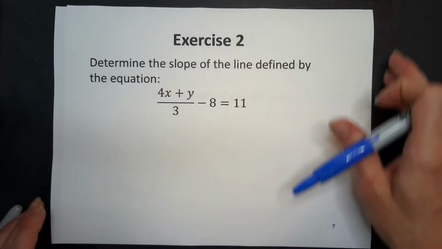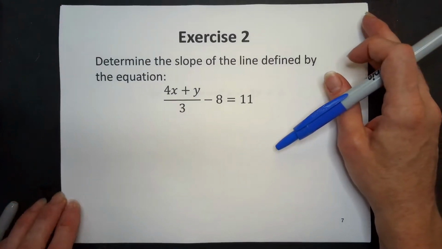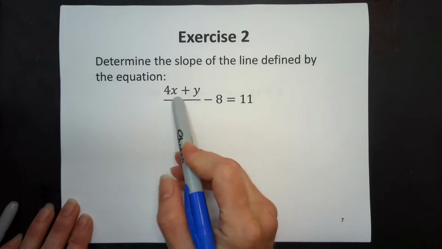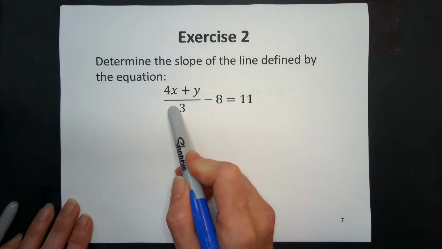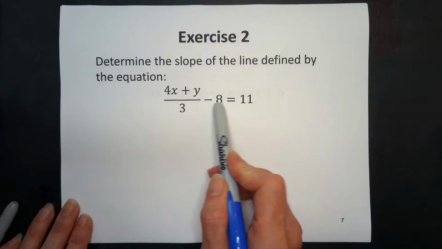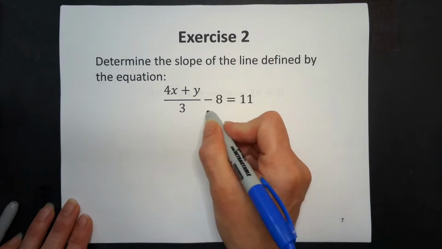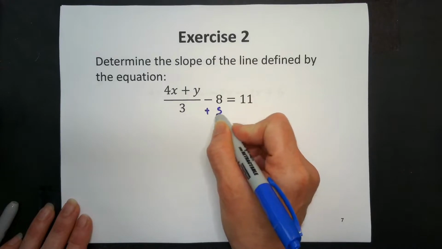It says determine the slope of the line defined by the equation for exercise 2. And we have (4x plus y) all over 3 minus 8 equals 11. So first thing I want to do is add 8 to both sides.